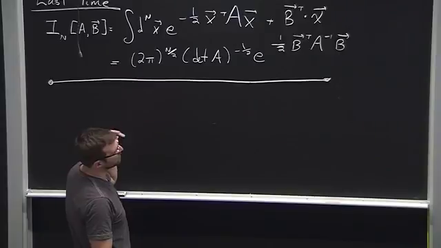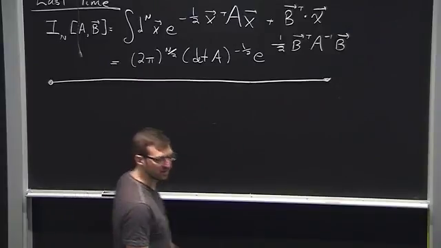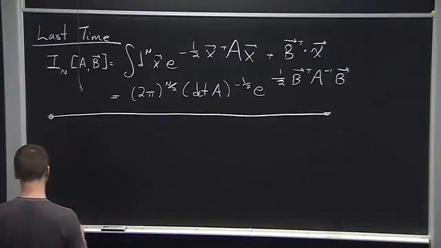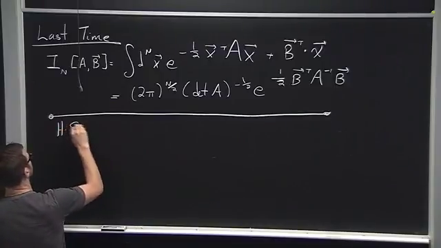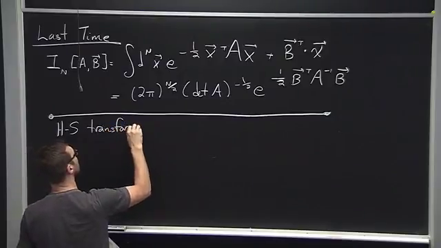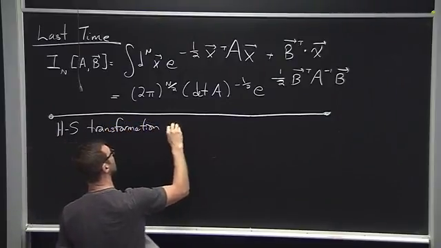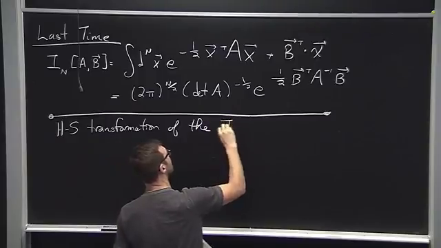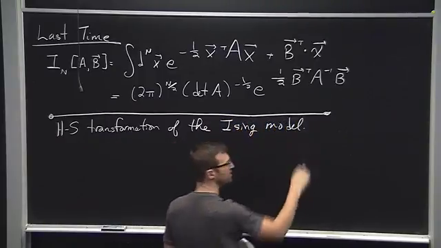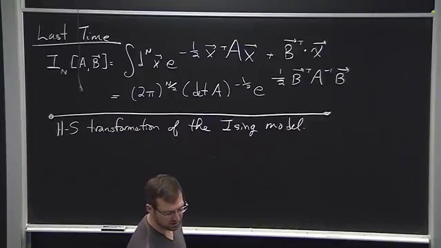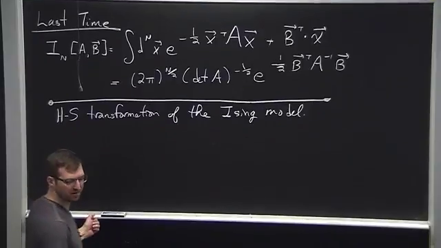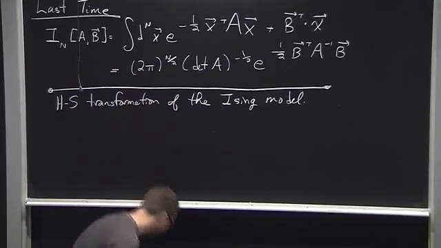So what we're doing is we're going to use this on the Ising model with spin variables that I was calling sigma. So, Hubbard-Stratonovich transformation of the Ising model. The reason we're doing this is to incorporate fluctuations into our treatment of the order parameter.